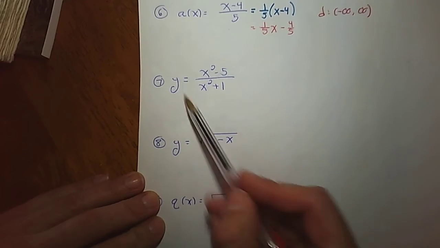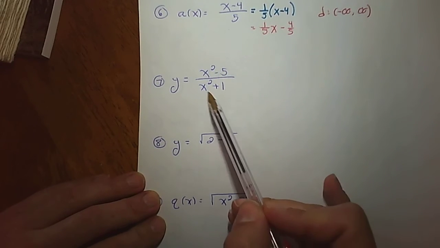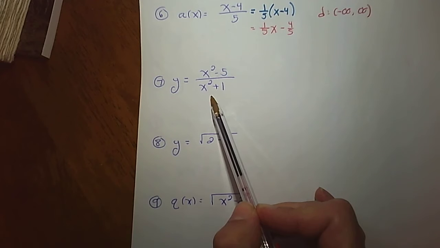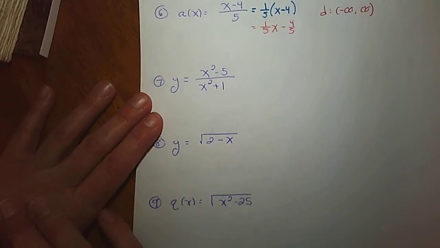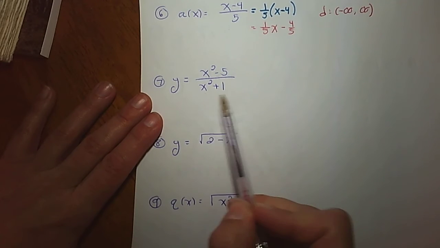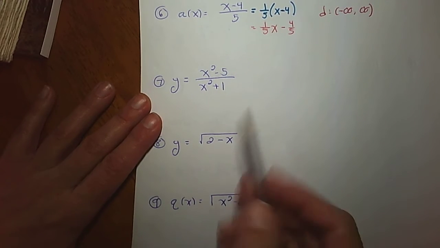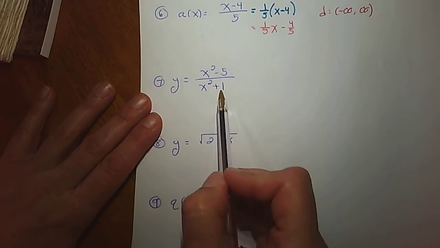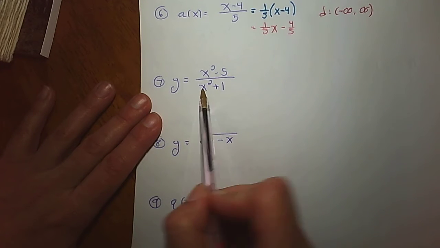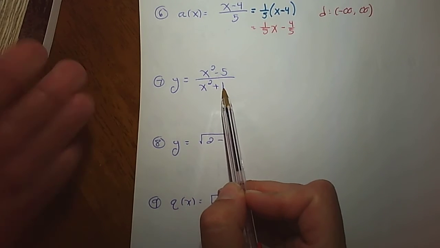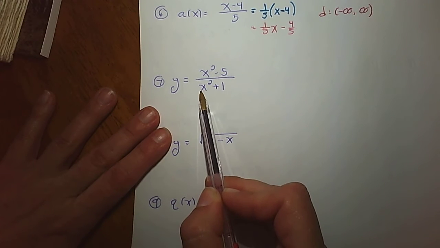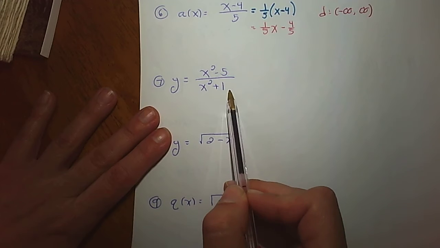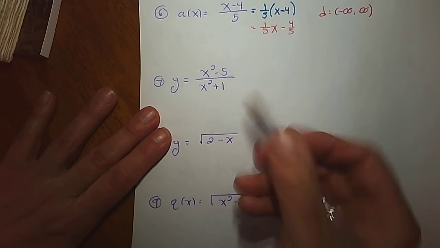Okay, now let's look at number 7. We have a fraction, right? There's an x in the denominator. That's a problem. Can we factor this? No, we can't. This denominator is unfactorable, right? There's nothing we can plug in here that would make this 0, right? If I plug 0 in, 0 squared plus 1 is 1. That's okay. What happens if I plug in -1? -1 squared is 1. 1 plus 1 is 2. Right? Nothing will make this denominator 0.